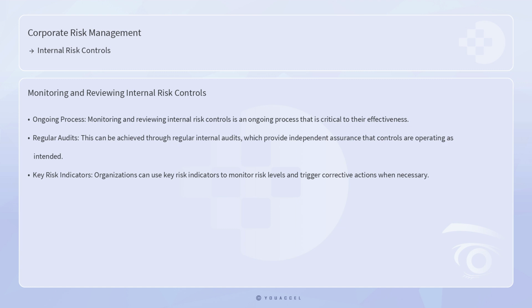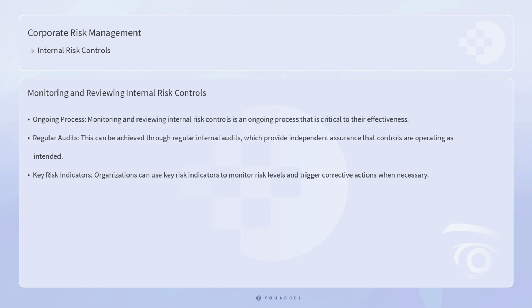Monitoring and reviewing internal risk controls is an ongoing process that is critical to their effectiveness. Organizations should establish mechanisms to continuously assess the performance of their controls and identify areas for improvement. This can be achieved through regular internal audits, which provide independent assurance that controls are operating as intended and that risks are being effectively managed.